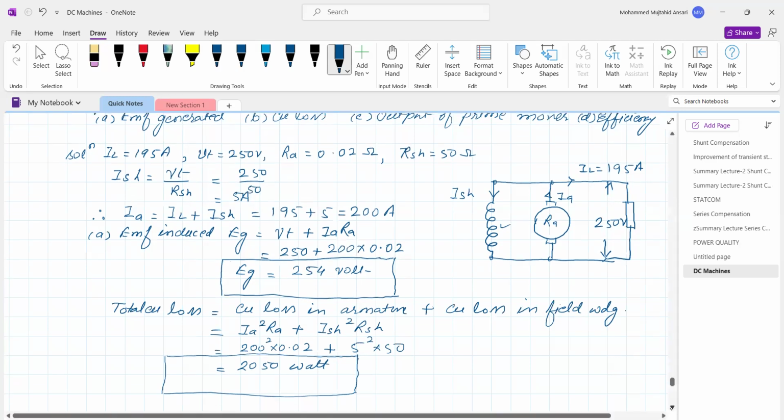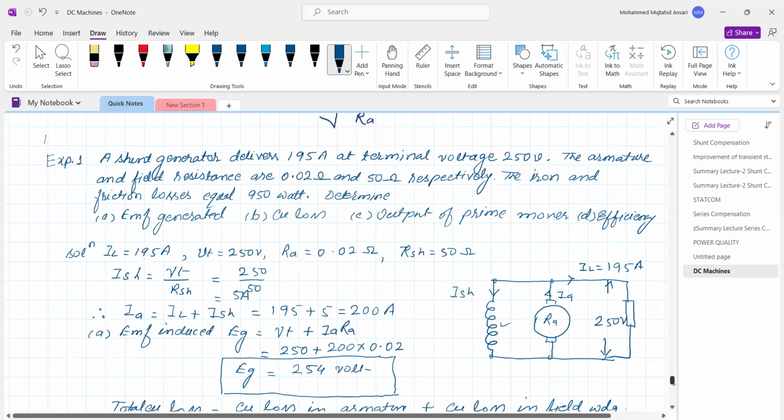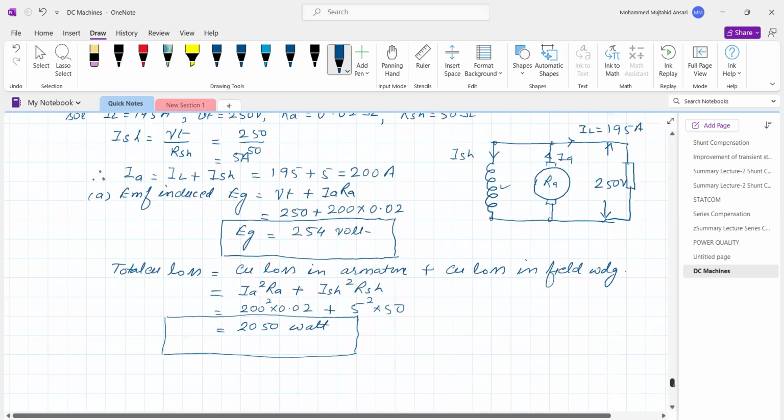Now, what is the next? Next, we want to calculate the output of the prime mover. Output of the prime mover means suppose the generator is connected with the prime mover. So output of prime mover is nothing but the input of generator. To calculate the input of generator, it is necessary to know the output plus losses, whatever the total losses are over there.